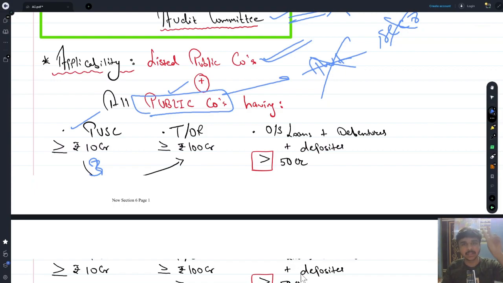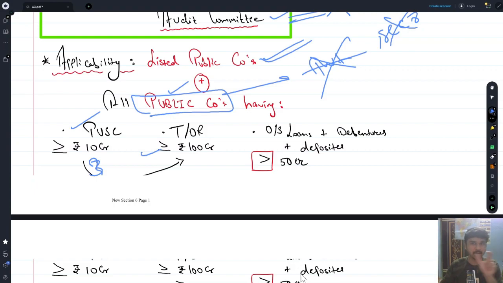Your second criterion is turnover. Paid up share capital forms a part of the balance sheet. From the balance sheet we are coming to P&L, that is turnover. So 10 into 10, it's 100 crore. So if you have a turnover of 100 crore or more, you have to form an audit committee. Or the last part, this part is something which people tend to forget.